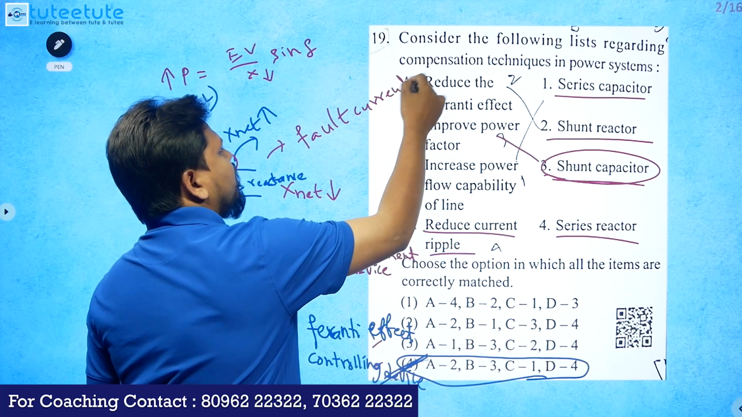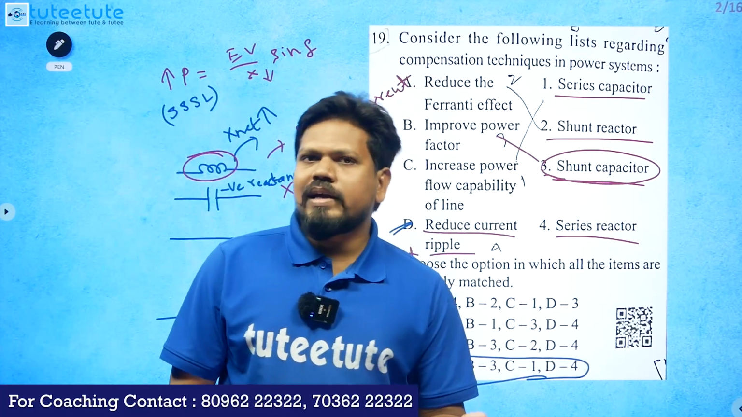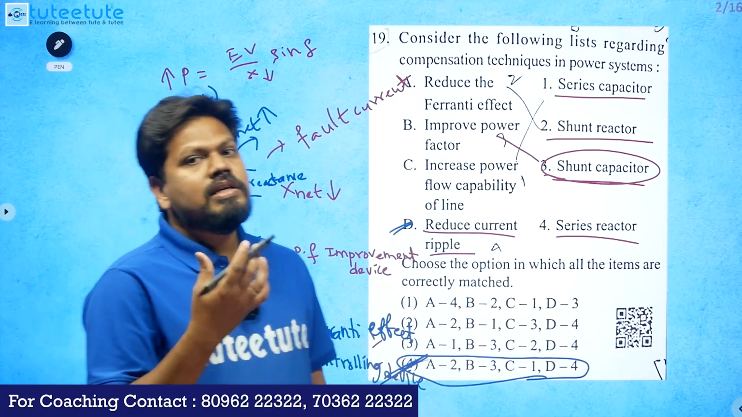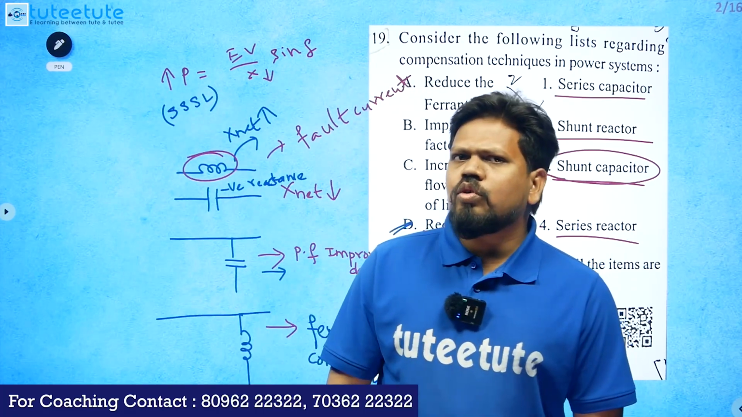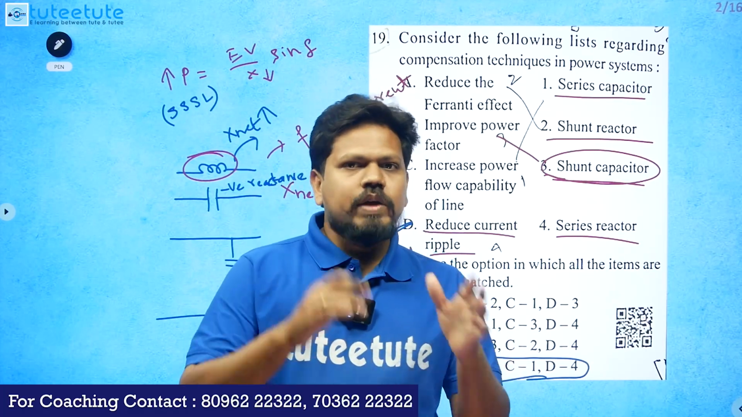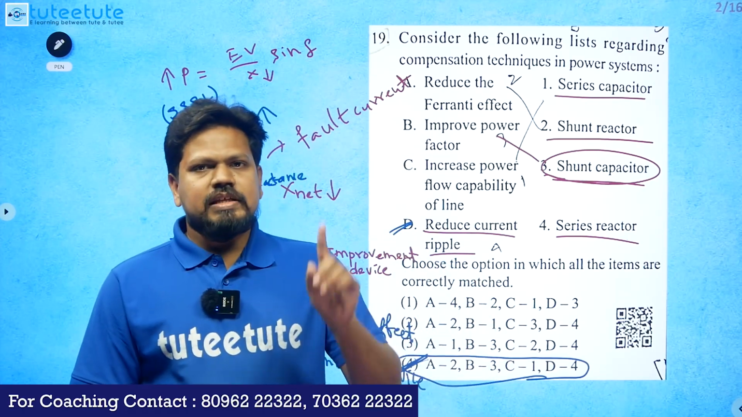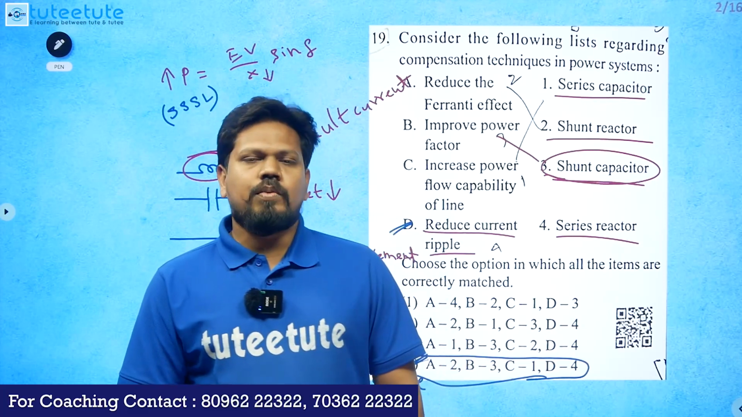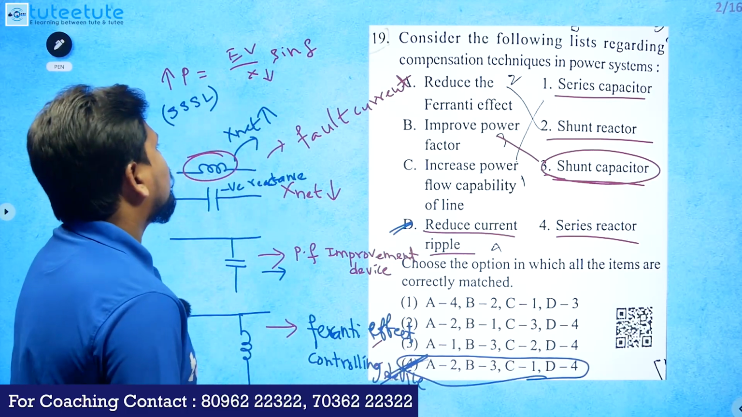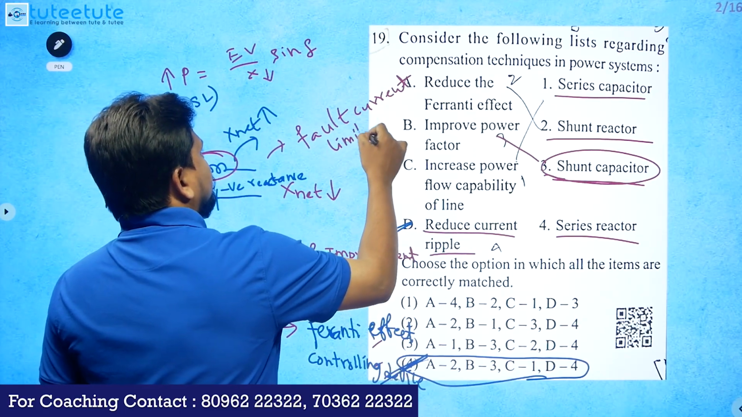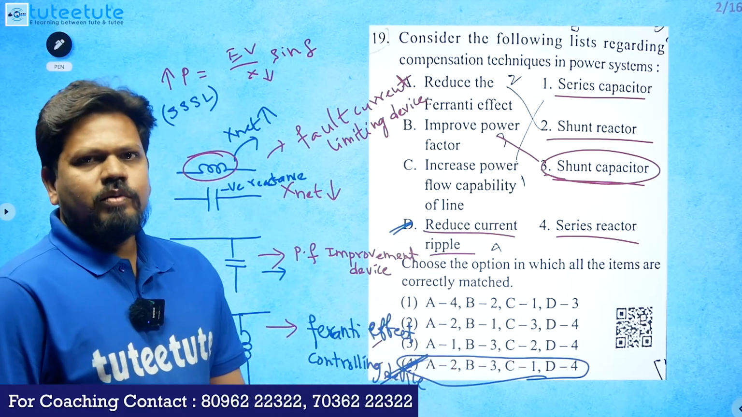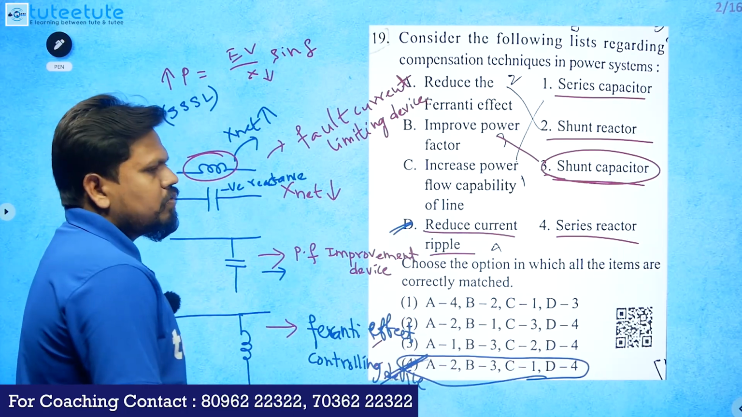How can we call this a fault current limiting device? Whenever a fault occurs, high current will definitely flow, but as the reactance will be more in that line, the current will automatically decrease. How do we know in which line to place the series reactor? Whichever area is getting frequent faults, like series faults, LL faults or LG faults, we have to keep the reactor in that line. So a series reactor we have to place: a fault current limiting device, otherwise a ripple current reducing device. Like that we can answer this question.